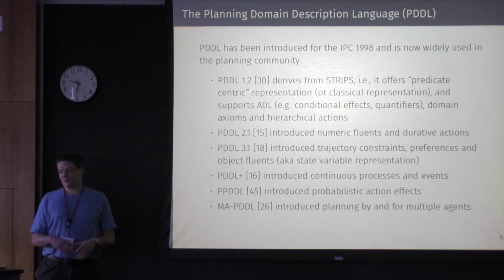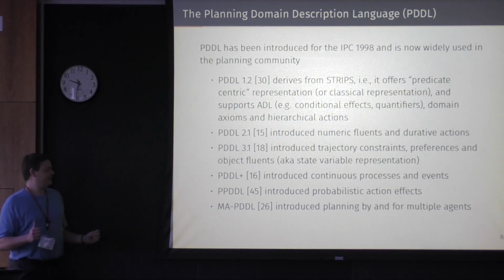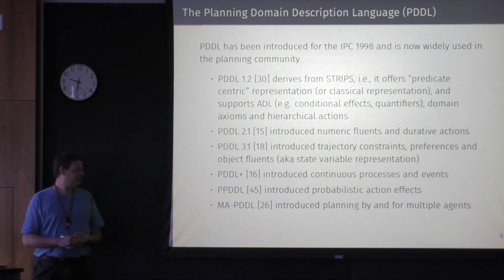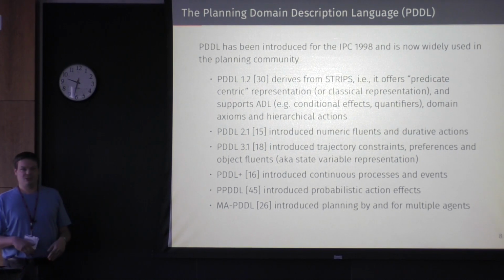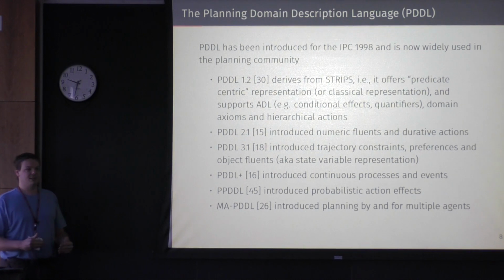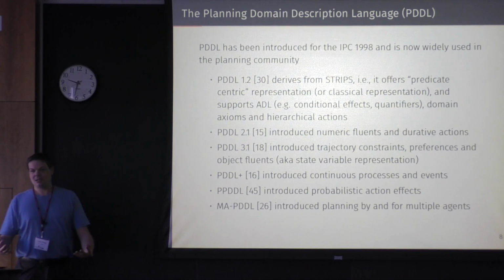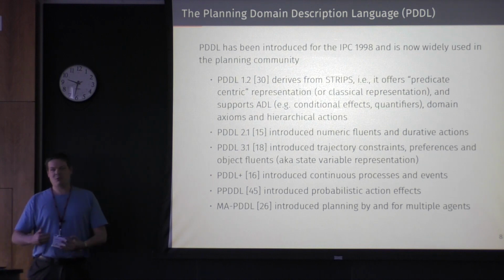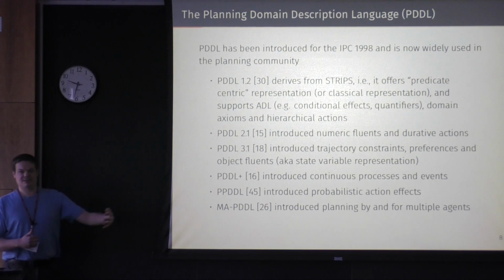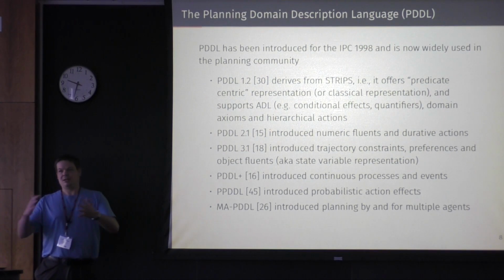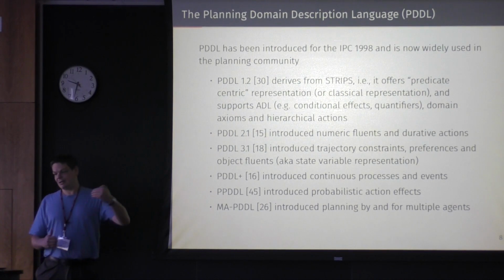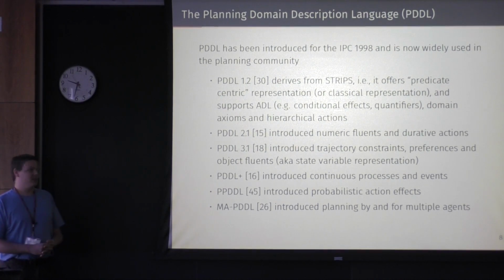Besides deterministic planning, there were other extensions, like for instance PPDDL, which introduced probabilistic action effects. In classical planning, we know what will happen. In probabilistic planning, the effects can be achieved with certain probabilities, so we have more options for what will happen if we execute some actions.